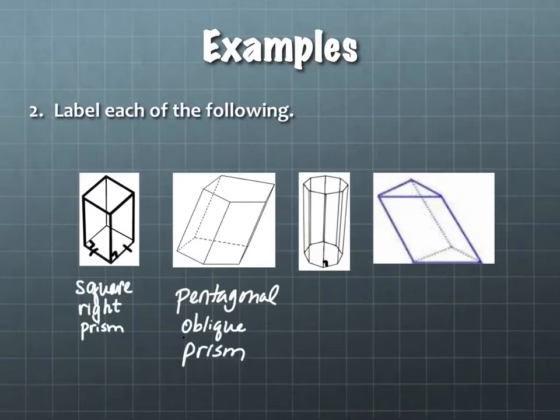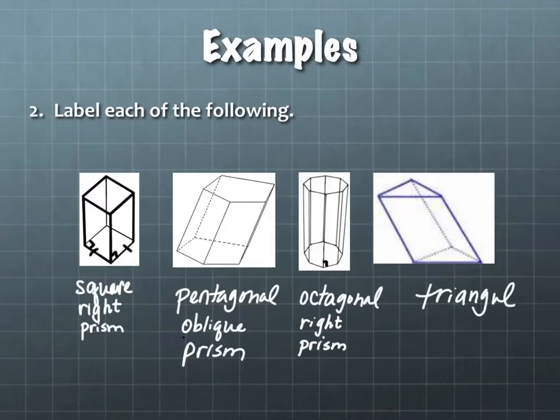How about the third one? Octagonal. If you ask somebody else, they might say it differently, but I say octagonal. Right or oblique? Right. And it's a prism. How about the last one? It's triangular. Oblique, because it is leaning. Prism.